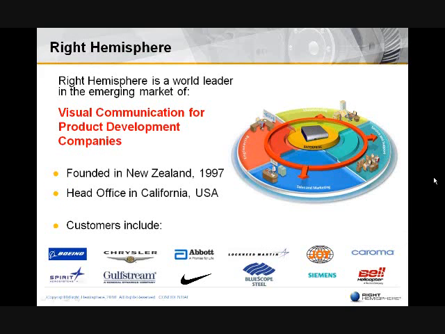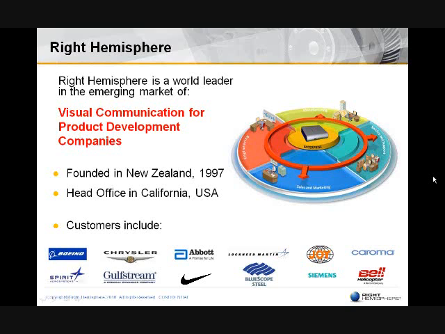Okay, so let's talk a little bit about Right Hemisphere. Right Hemisphere is the world leader in visual communication. You may not have heard much about visual communication or Right Hemisphere before in the Asia Pacific, but we believe that's going to change soon. Right Hemisphere was founded in New Zealand in 1997, but from day one they started actively developing a customer base in the US, and now they're based in California.